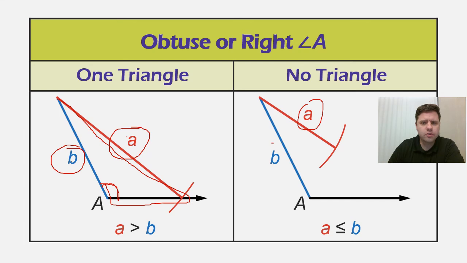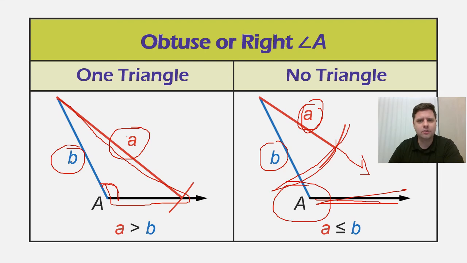Now, if A is shorter than B, and the angle A here is, again, obtuse, so it's more than 90 degrees, note that A is not long enough to make it all the way down to the other side. Therefore, it doesn't actually ever make an actual triangle. It's no triangle at all. So in the case of an obtuse triangle, if angle A is greater than 90 degrees, then the side length A has to be longer than the length of side B.